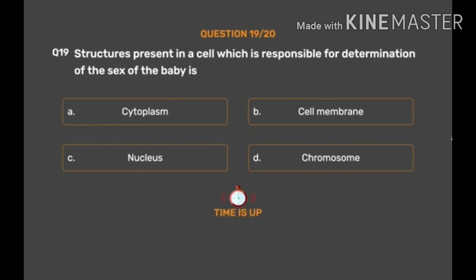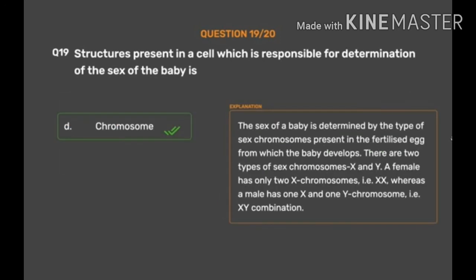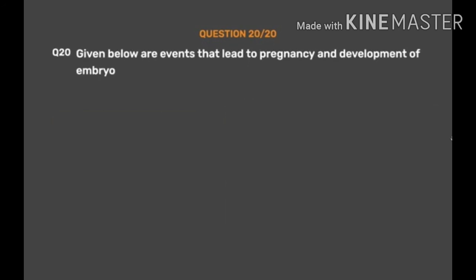The correct answer is option D. Chromosome. The sex of a baby is determined by the type of sex chromosomes present in the fertilized egg from which the baby develops. There are two types of sex chromosomes, X and Y. A female has only two X chromosomes, i.e. XX, whereas a male has one X and one Y chromosome, i.e. XY combination.